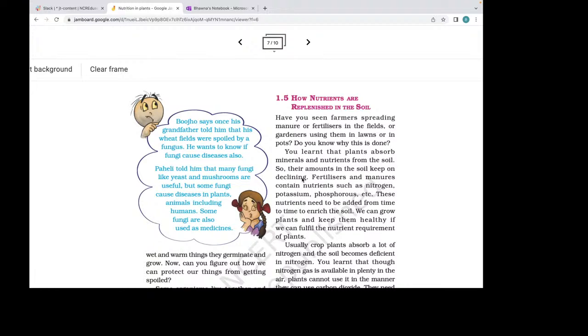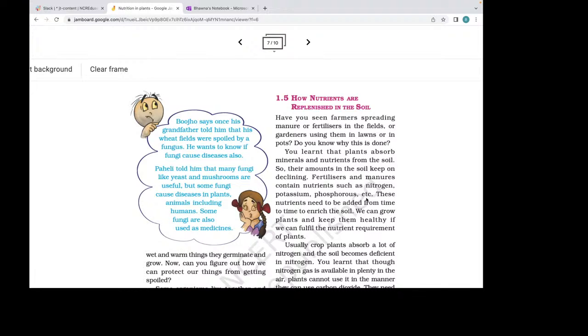सो उसके लिए हमें क्या करना पड़ेगा, फर्टिलाइजर्स एंड मैन्योर्स कंटेन न्यूट्रिएंट्स सच एज नाइट्रोजन, पोटेशियम एंड फॉस्फोरस एट्सेट्रा. सो इन फर्टिलाइजर्स में क्या होता है, ये मिनरल्स होते हैं, नाइट्रोजन, potassium and phosphorus and many more. These are important: nitrogen, potassium and phosphorus, NPK. So in fertilizers में ये minerals जो होते हैं ये present होते हैं.